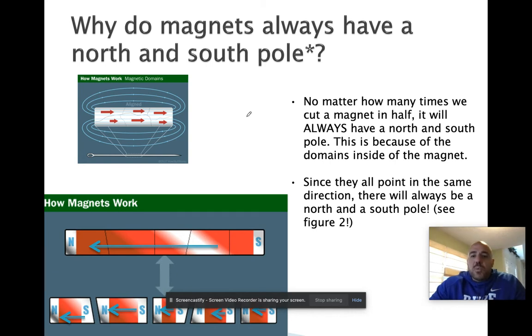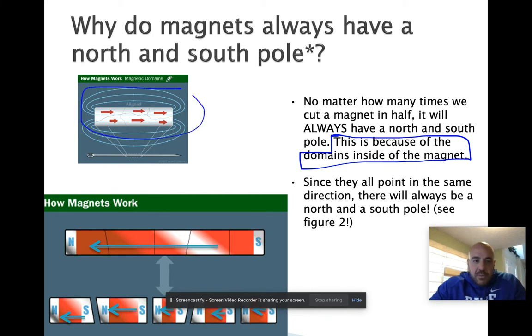So part of the reason they all do is because you can cut a magnet in half. Some are soft enough you could easily do it. You can even break some in half with your hand, and it will still have a north and south pole. And the reason is right here, because of the domains inside the magnet. Since they all point in the same direction, there will always be a north and south pole.